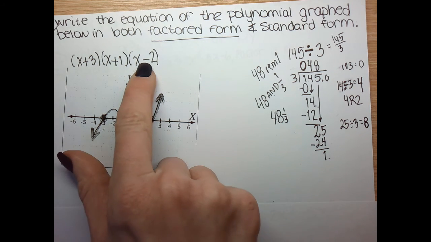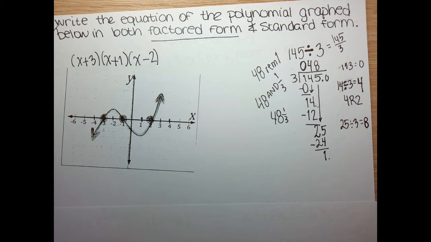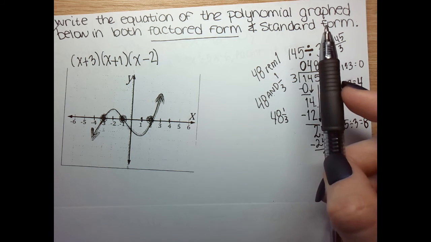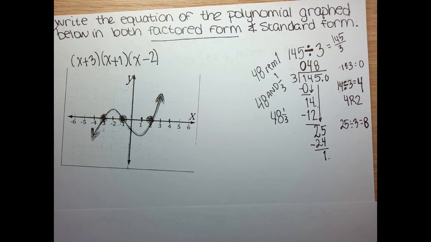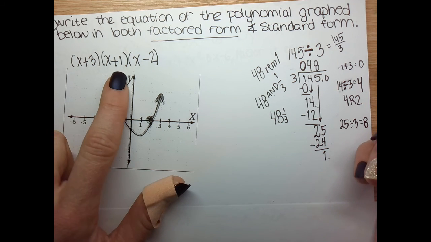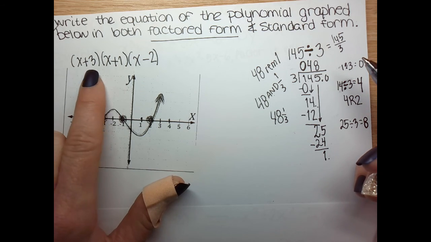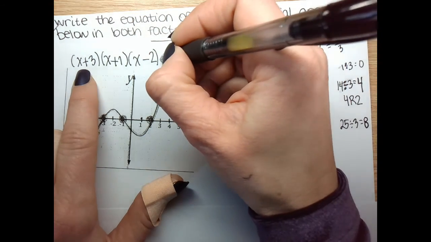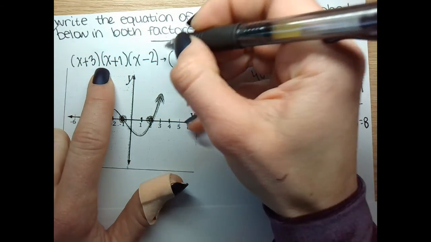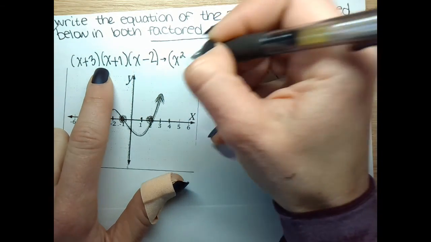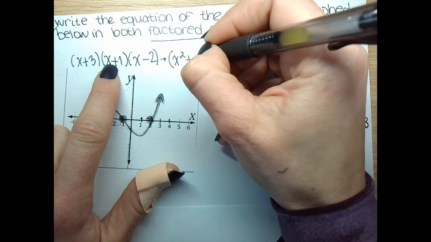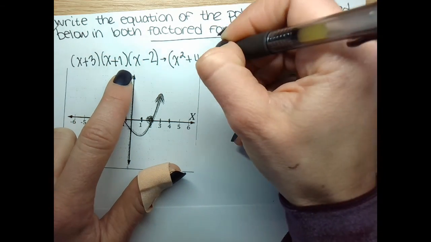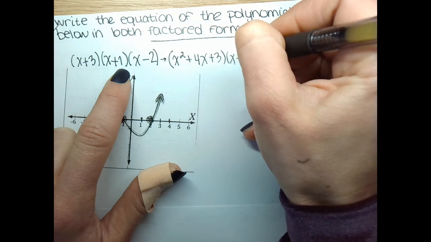Okay, that's factored form. How do we get the standard form from there? How do you get the standard form? What do we remember? I know we were on a break, but Lucas? Sure. Which two do you want to do first? How about these two? What do those FOIL to give us? Good. Outer is 1x, inner is 3x, so plus 4x, plus 3. And we still have that x minus 2.